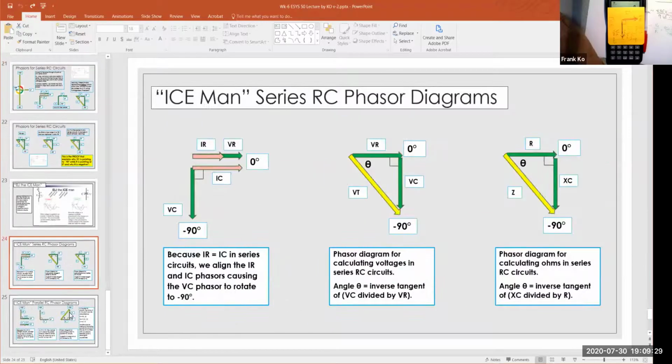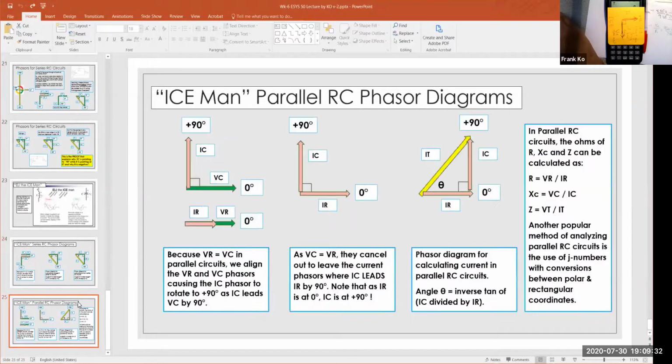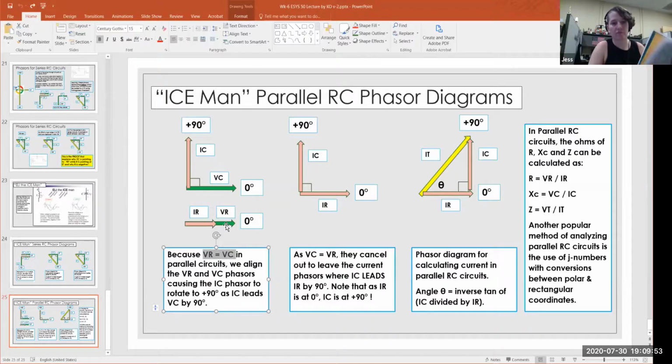Do I develop that all the way to the very end? Yeah, to the very end, I have a parallel phasor, and a parallel phasor gives you a positive phase angle right here. Because what do we have to align? What's the same in a parallel circuit? Voltage. Are VR and VC the same if they're in parallel? So if voltage is the same, don't we have to have the green phasors pointing in the same direction? The answer is yes. So where does that leave your current phasors? It leaves IC pointing up. Okay, that makes a lot of sense.